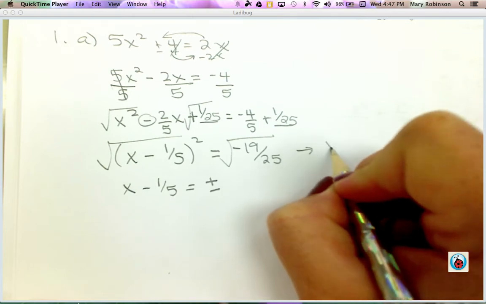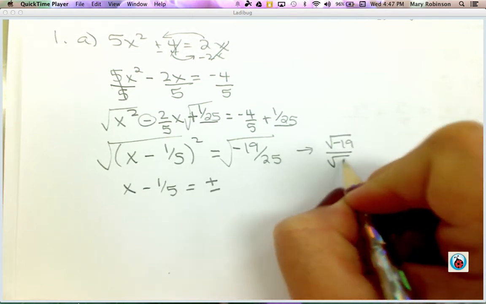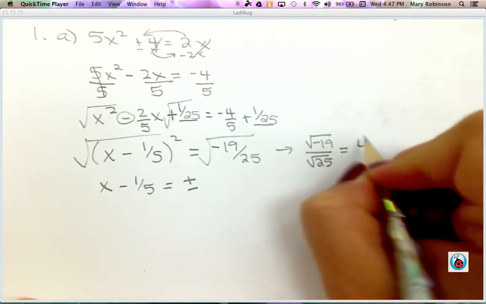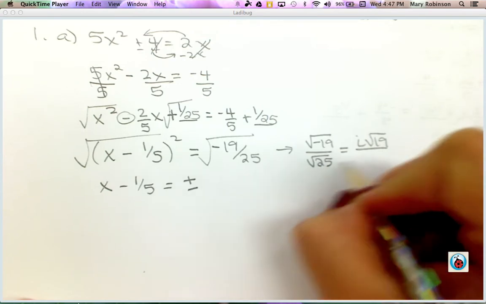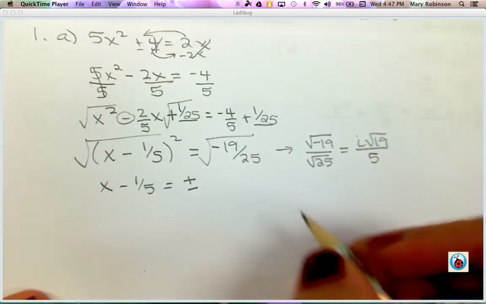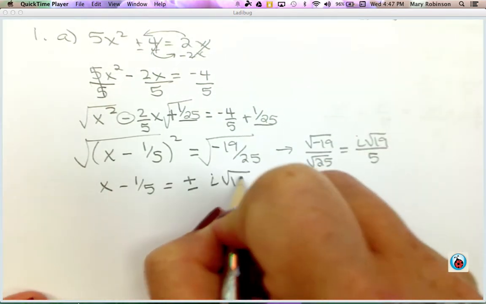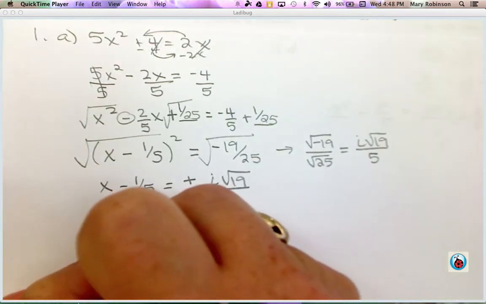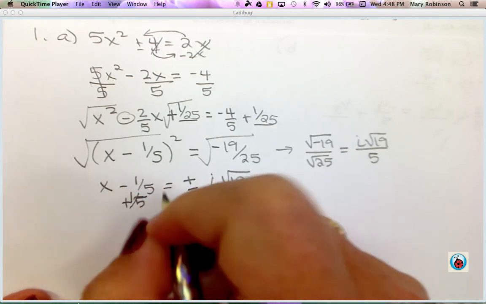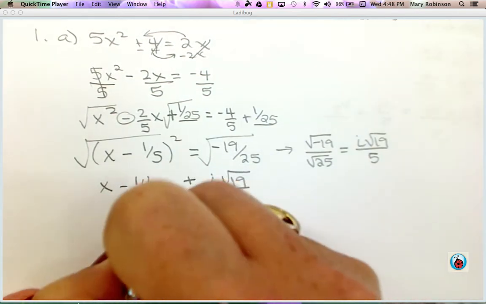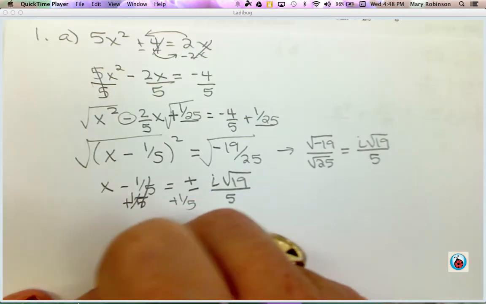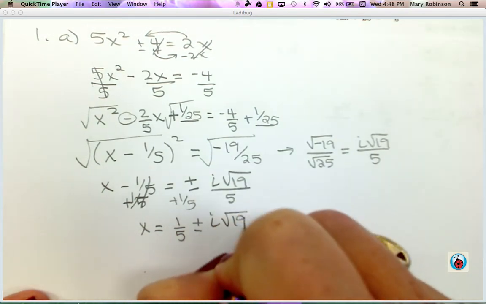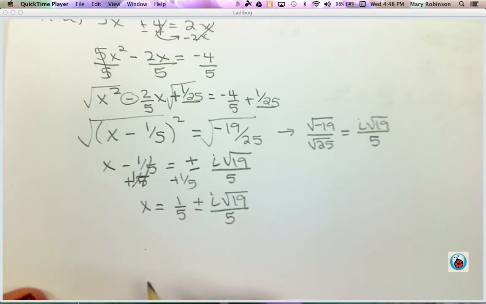If I'm simplifying the square root of negative 19 over the square root of 25, which is a different representation of this number, that I would get i square root of 19 up top, but the square root of 25 would equal 5. So that's what I use here, i square root of 19 over 5. Now my last step would be to isolate x by, excuse me, not dividing, but adding 1/5 to both sides to zero that term out. So I'm left with x equals positive 1/5 plus or minus i square root of 19 over 5. And that is my final answer.